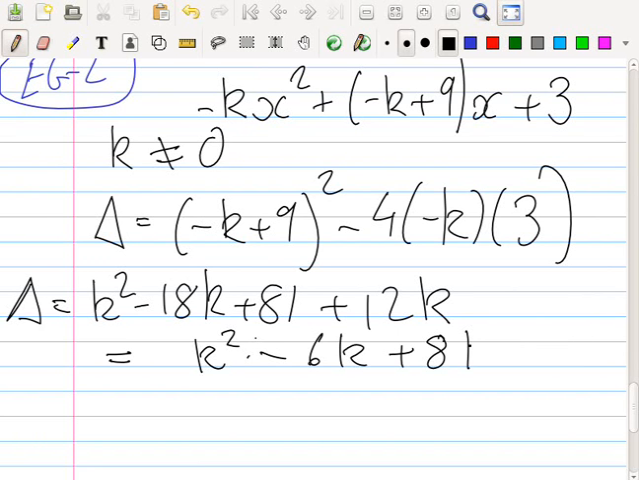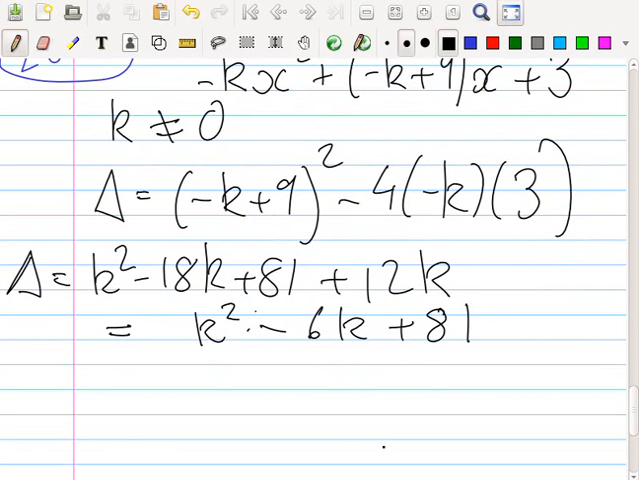What did you square? k plus 9? Because that's the formula, b squared minus 4ac. Yep. Okay, alright. Next step is to complete the square.